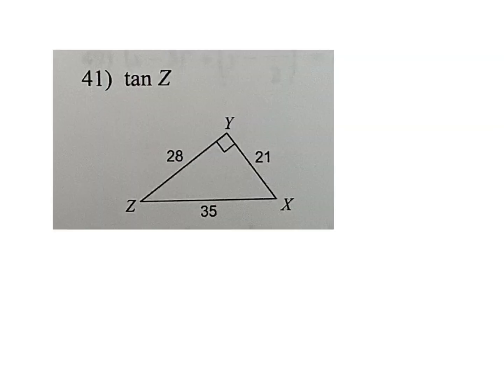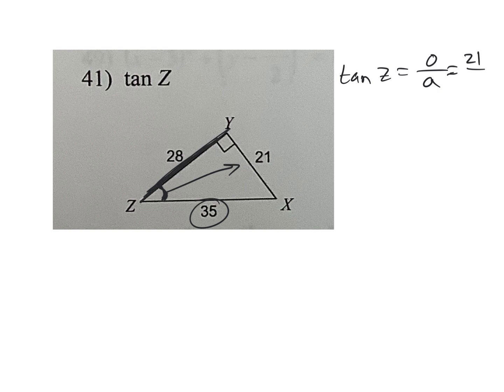All right, number 41, tangent. So tangent at corner Z. Identify your hypotenuse, 35. But tangent doesn't use hypotenuse. Tangent is the opposite over adjacent, SOHCAHTOA. So the opposite leg to corner Z is 21. The attached leg at Z is 28. What are those both divisible by? 7. So 21 divided by 7 is 3. 28 divided by 7 is 4. So 3/4 is the answer.